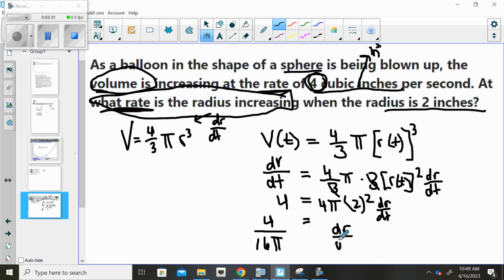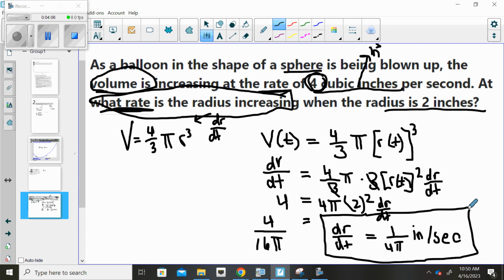Right? So if I can reduce, why not? I'd give you full credit for this on the test or the quiz, but if I can reduce, why not do it? So 1 over 4 pi, and then the other thing that people often forget is units, okay? So we're talking about a radius, which is linear measure. So that would be inches per second, right? We're in inches and seconds, okay? So this would be your final answer. And that does it for this problem.